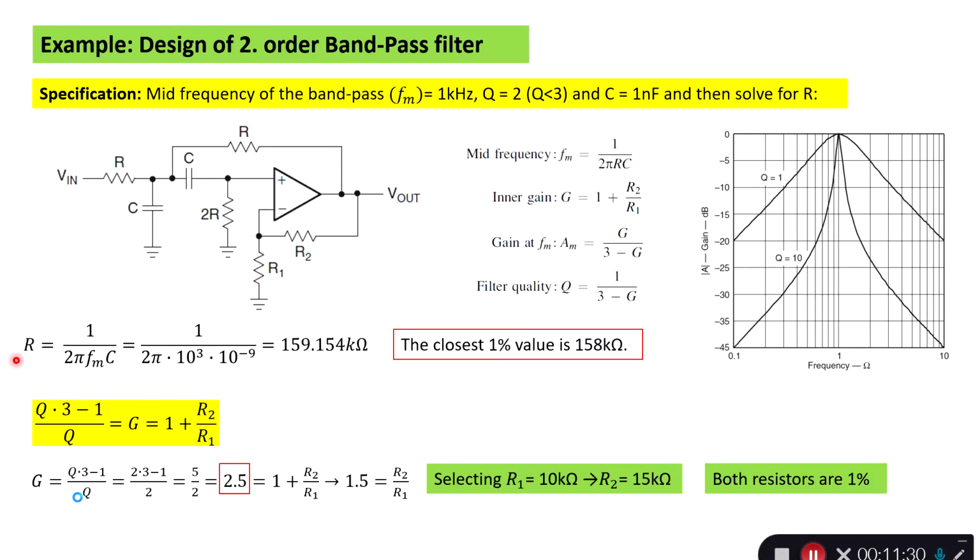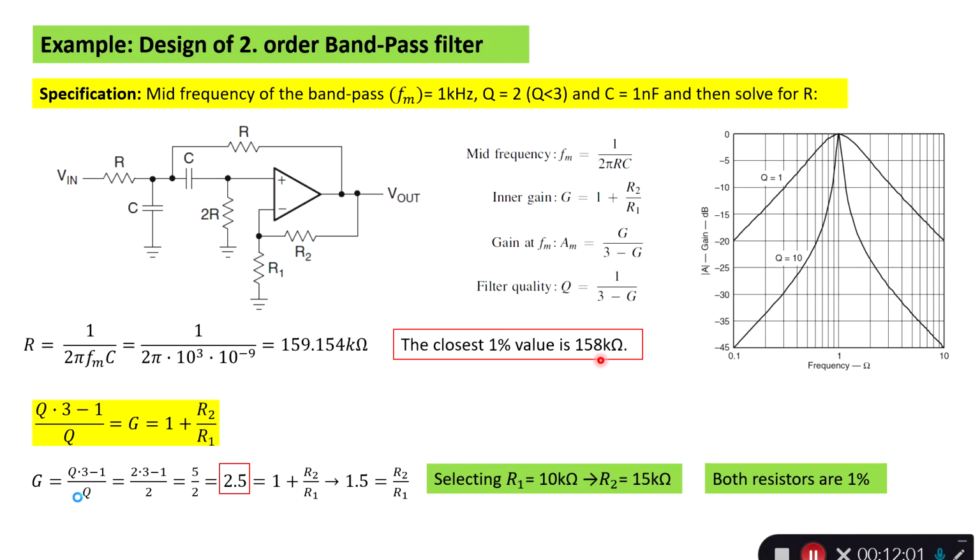The first one is easy because the resistor is just calculated based on solving for this one. So we solve this one for the resistor. So we get 1 over 2 pi FMC. And in this case, we get 159.154 kilo ohm. And the closest one in the E series is 158 kilo ohm. So we select this one.